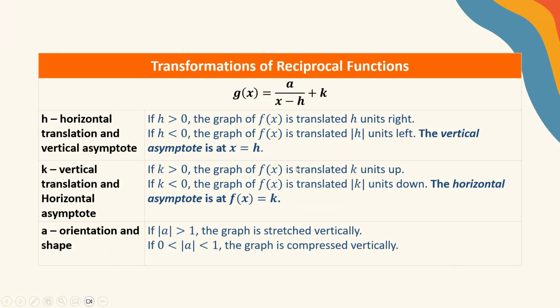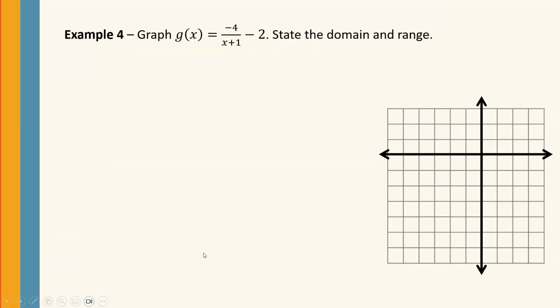Transformations of reciprocal functions. So what we are subtracting from x in the denominator, that's a horizontal shift, and that's also where our vertical asymptote is. And what we are adding to the rational part is a vertical shift, and also where our horizontal asymptote is. If a is greater than 1, that stretches it vertically, so it gets farther away from our origin. And then if a is a number between 0 and 1, or its absolute value is between 0 and 1, it is vertically compressed. So here a is -4, h is -1, k is -2.